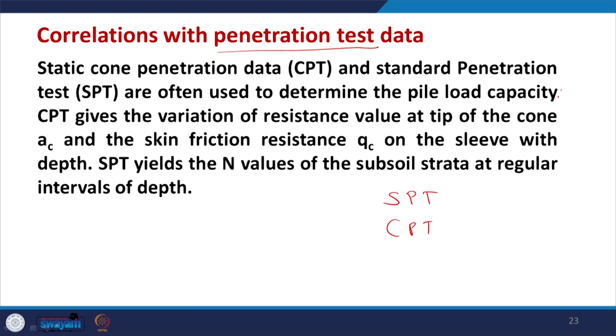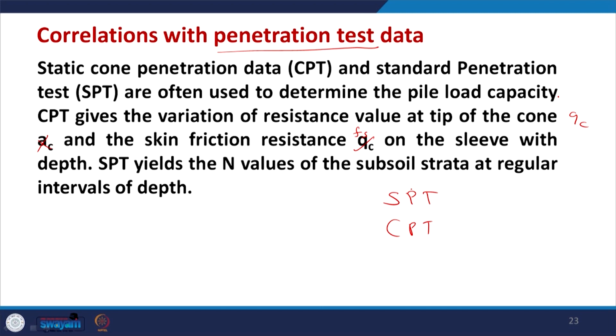CPT gives the variation of resistance value at the tip of the cone, and this value is called QC, sorry, this is not AC, this is Q subscript C, and the skin friction resistance, which is FS on the sleeve, with the depth. SPT yields the N values of the subsoil strata at regular intervals of depth. So using these correlations with penetration test data, we can also find the capacity.